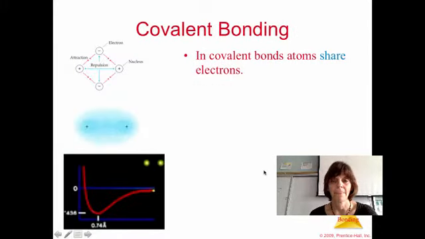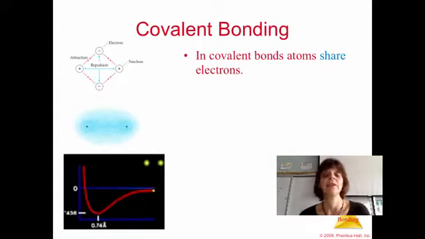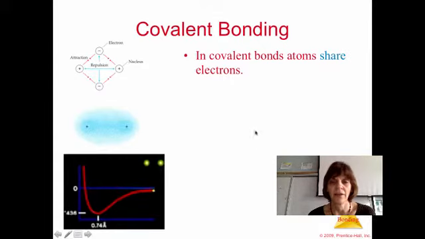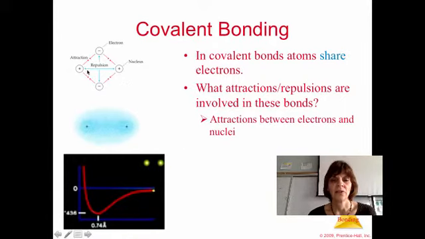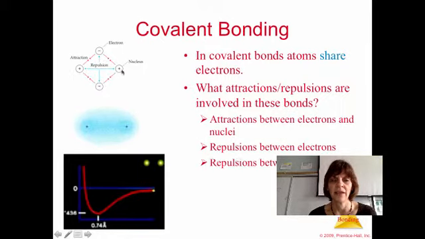Okay, now in covalent bonding, rather than transmitting electrons and then being attracted, they are sharing electrons, and there are attractions and repulsions involved in those bonds. There are attractions between the electrons and the nuclei, repulsions between the electrons, and repulsions between the nuclei. Those all have to be balanced out.